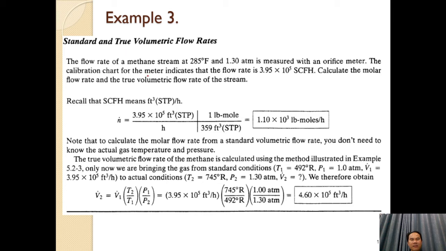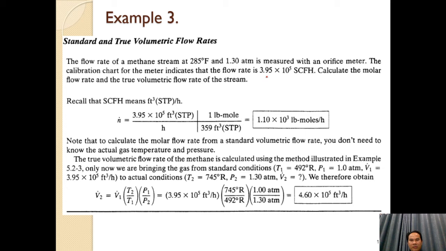The calibration chart for the meter indicates that the flow rate of methane you get after measuring with the orifice meter is 3.95 multiplied by 10 power 5 SCFH, which means standard cubic feet per hour. The question is to calculate the molar flow rate and the true volumetric flow rate of the steam. Recall that SCFH means standard cubic feet per hour. For this case, you calculate the volumetric flow rate.